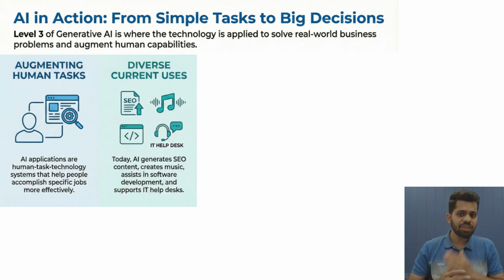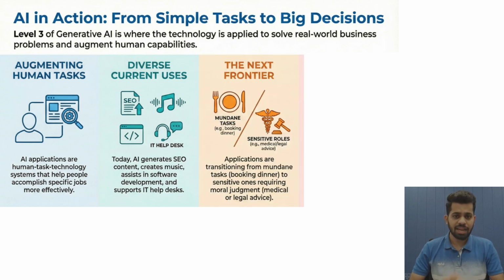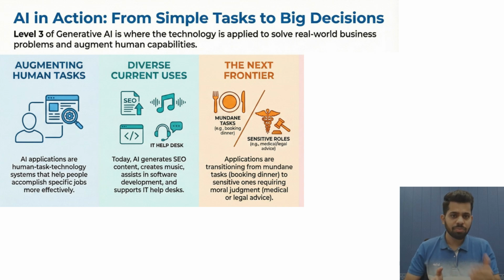We have seen generative AI used for content generation, AI music generation, synthetic movie generation, or natural language based software development as well. It can even assist traditional knowledge work tasks like supporting an IT help desk. And here is where it gets really interesting. Over time, these applications are expected to transition from mundane tasks like writing standard letters or making dinner reservations to more sensitive tasks like providing medical or legal advice.